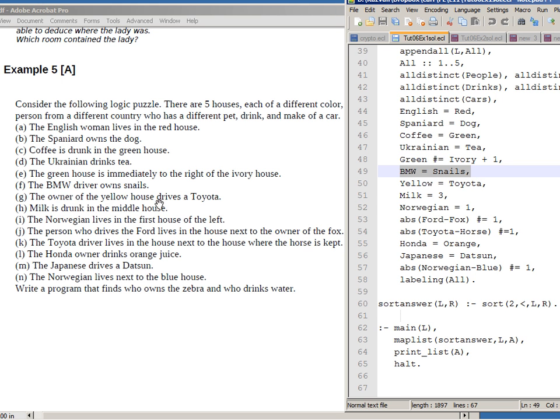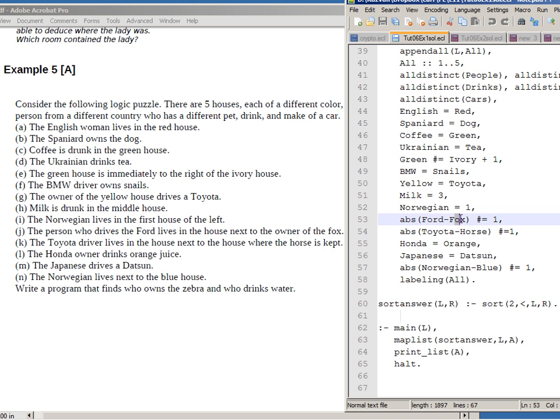The owner of the yellow house drives a Toyota, right? And then milk is drunk in the middle house. The middle house is the third house. Norwegian lives in the first house on the left, so this would be the first house. The person who drives the Ford lives in the house next to the owner of the Fox. So Ford minus Fox in absolute value should be 1. That means neighboring. Is that clear?